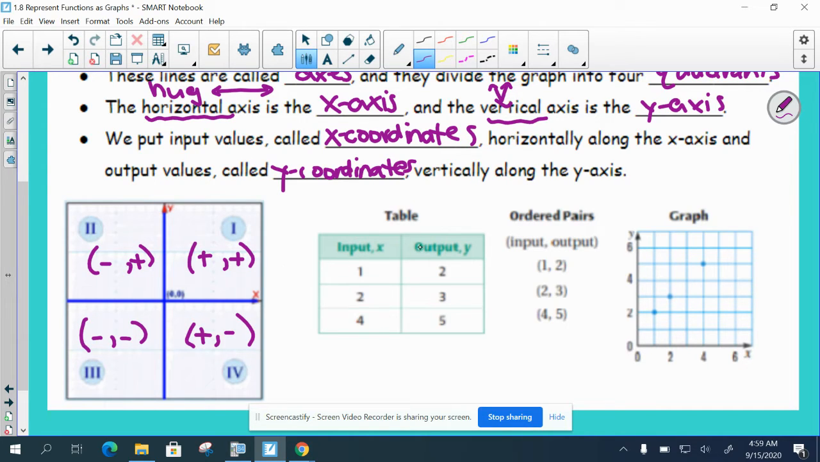So looking at the table here, you have your input and output values, and you can take a table of input and output pairs and put them into actual ordered pairs. So 1 and 2 make up (1, 2). 2 and 3 is written as (2, 3). 4 and 5 is written as (4, 5). And furthermore, we can put these on the graph: (1, 2), (2, 3), (4, 5). Those are the 3 ordered pairs that were in the table.